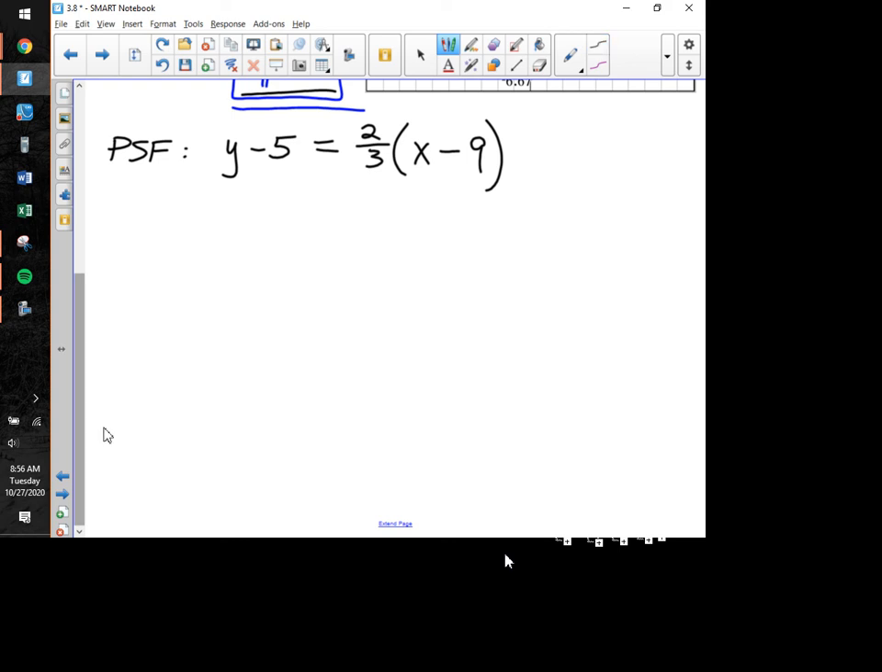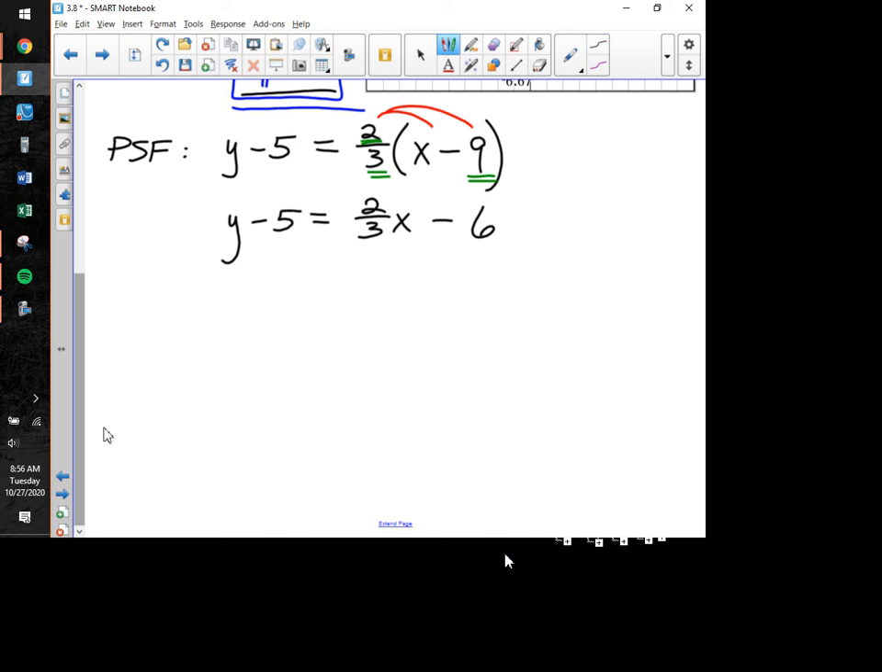So the first thing we are going to do is distribute the 2/3 here, and we are going to get y minus 5 is equal to 2/3 times x, which is just 2/3 x, minus, and guys, remember the shortcut that I showed you here. Take your whole number, 9, divide it by the denominator, and then multiply by the numerator. 9 divided by 3 is 3. 3 times 2 is 6. Okay, so that's a minus 6 at the end of all that.